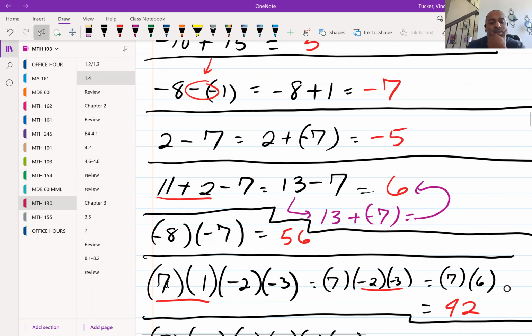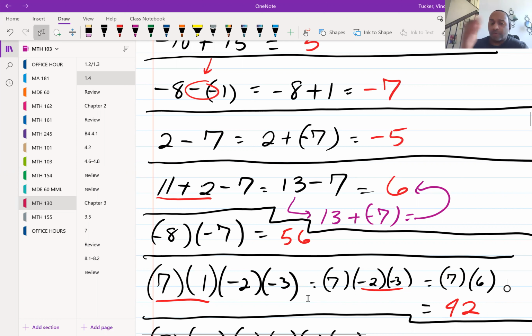So here we have 7 times 1 times negative 2 times negative 3. And so you can just do it from left to right. You can do it in whatever order. Multiplication is commutative, so you can do it in any order. I'm just going to do 7 times 1, which is 7. And then I just decided to do negative 2 times negative 3, which is positive 6. And then 7 times 6 is 42.